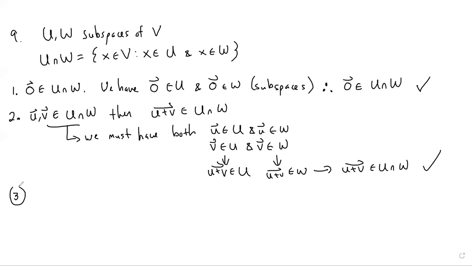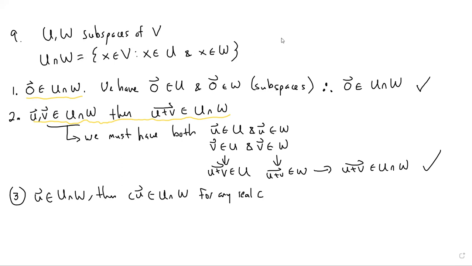And then finally, we want to show the last property. I'm just going to make sure we underline the properties separate from the proofs. The last one: we want to show that if U is in the intersection, then CU is also in the intersection for any real C. So we want to establish this property, that it's closed under scalar multiplication.